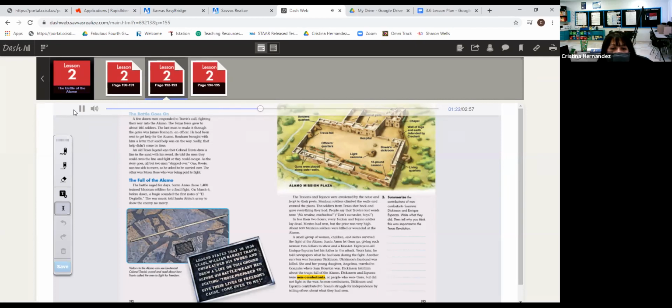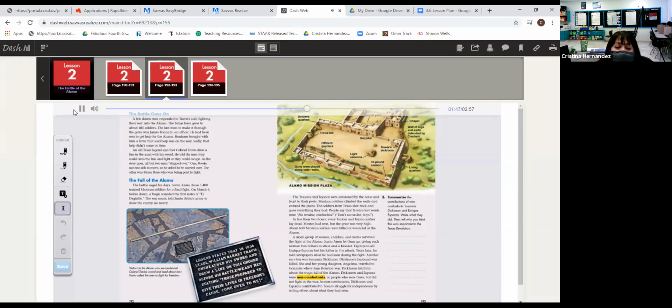Mexican soldiers climbed the walls and entered the plaza. The soldiers from Texas shot back and gave everything they had. People say that Travis's last words were, "No rendirse, muchachos." Don't surrender, boys. In less than 2 hours, every Texian and Tejano soldier lay dead. Mexico had won, but the price was very high.